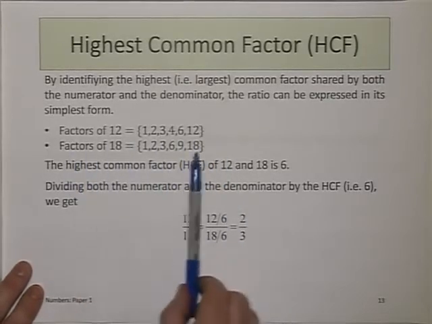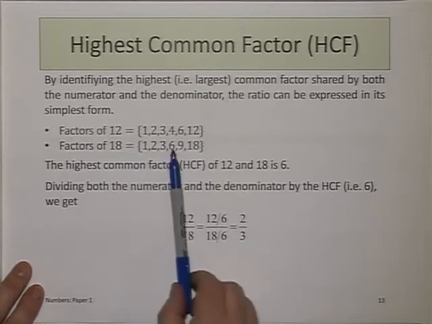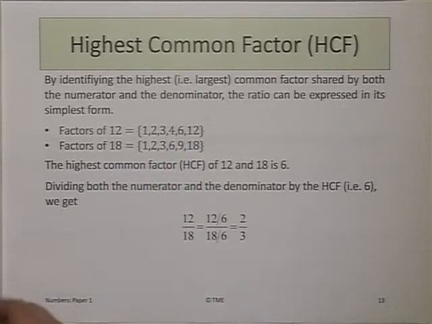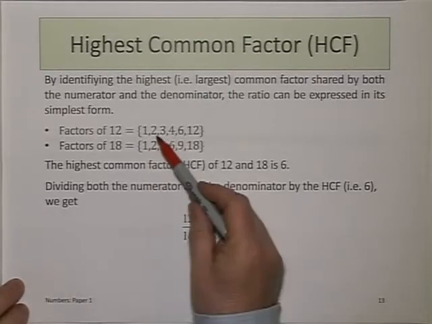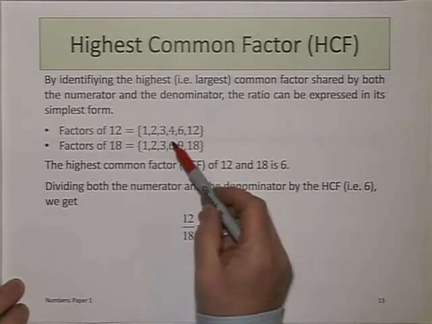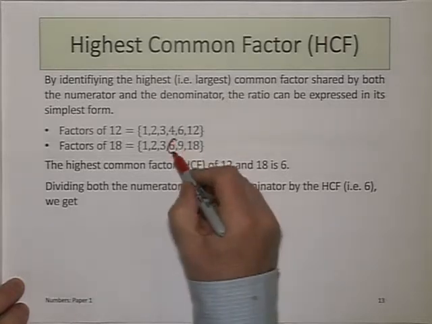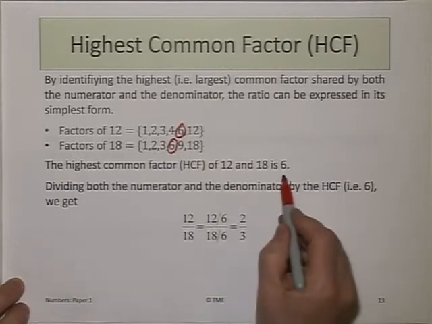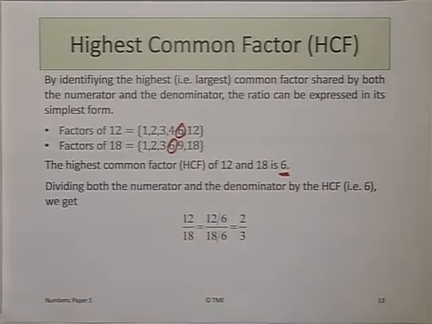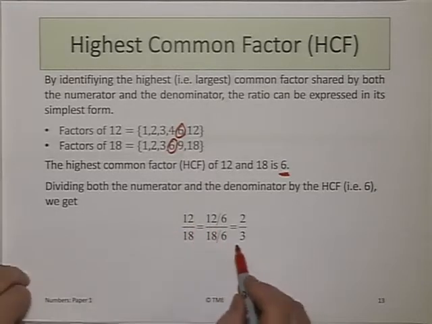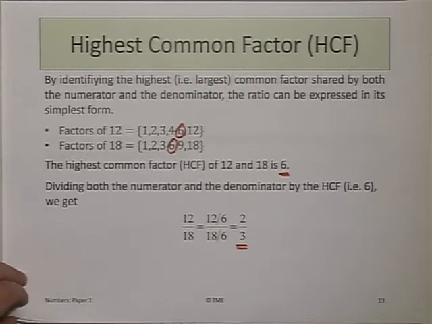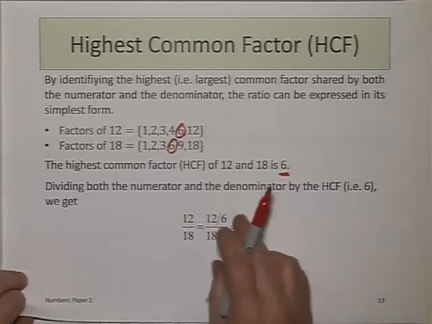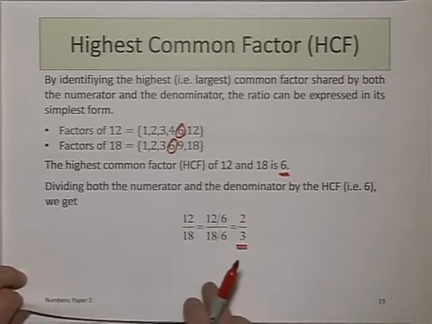And if we look across here, we say, well, where is the highest one that they both have in common? Well, they both have a 1. That's not much good to us. 2, yeah. 3, yeah. 4, no. But 6, they both have 6s. They don't have anything else above that. So it looks like the highest common factor is 6. So if we were to take the 12 over 18 and divide each side by 6, we'd get to 2 over 3. And that would be the smallest, simplest way to represent that fraction.